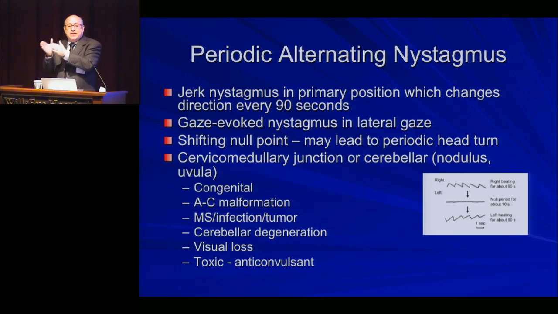So there's right beating in right gaze, left beating in left gaze all the time. But in primary, it changes direction every 90 seconds. And it's due to a shifting null point. So on some points, you're on the right side of the null point, you beat to one side. Other side, you're on the left side of the null point. It may lead to periodic head turns, because as the patient's null point changes, he or she can move their head to dampen the nystagmus. And it's localizing to the cervical-medullary junction, as does downbeat nystagmus, or the cerebellum.